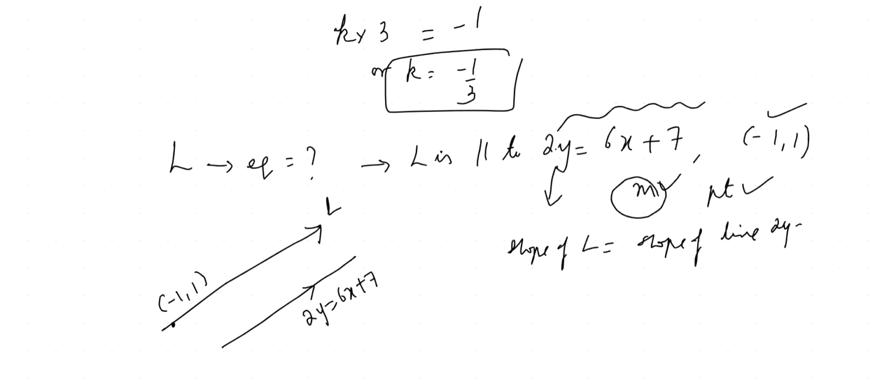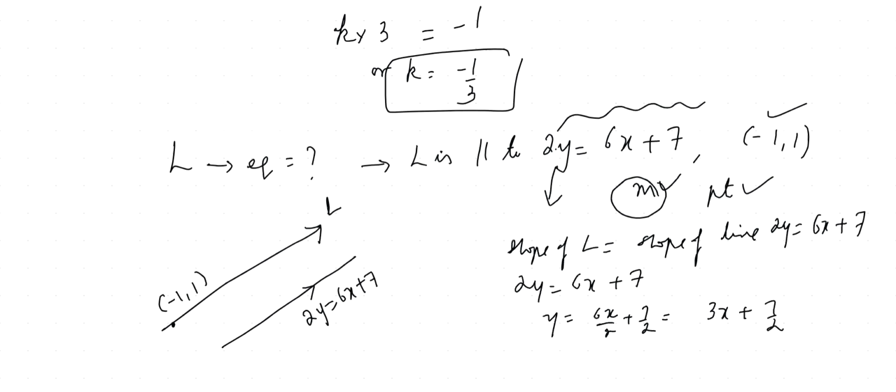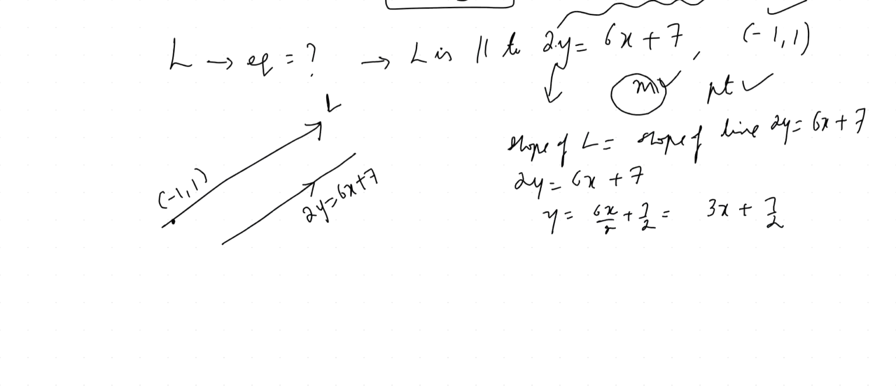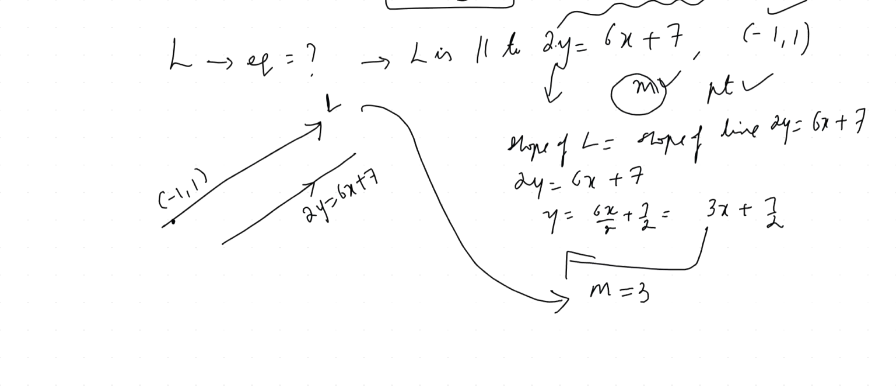So what's the slope of this? 2y is 6x plus 7. Write it in the form y is equal to 6 by 2 x plus 7 by 2, or y is 3x plus 7 by 2. That is y is equal to mx plus c. What's the m here? The slope of the parallel line is 3. And so the slope of this line L is also 3, because they are parallel, so their slopes are equal.